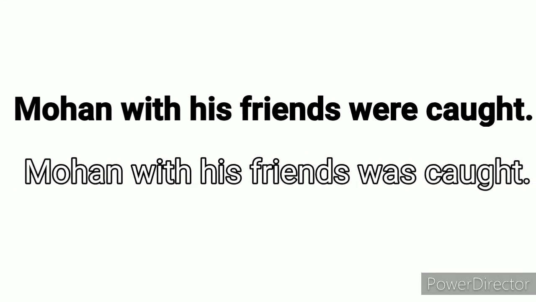John as well as Tom is waiting for you. Seventh sentence, Mohan with his friends were caught. Over here we are mainly talking about one subject, that is Mohan. So your sentence is going to go with the one single subject, Mohan, and the verb will also come in the singular. Mohan with his friends was caught.